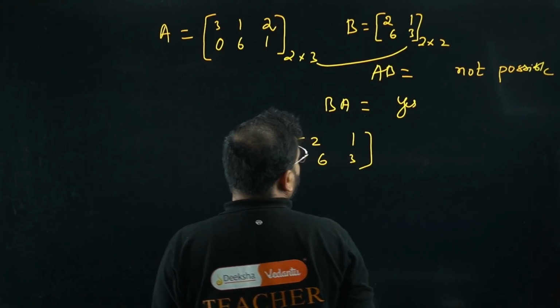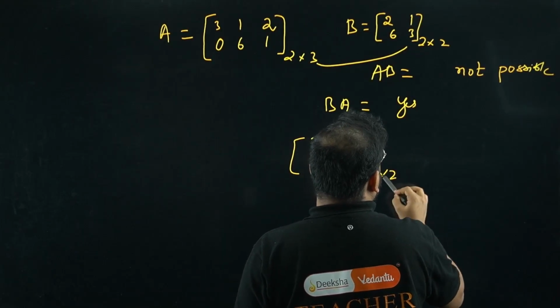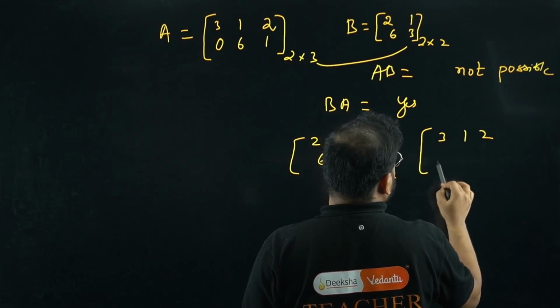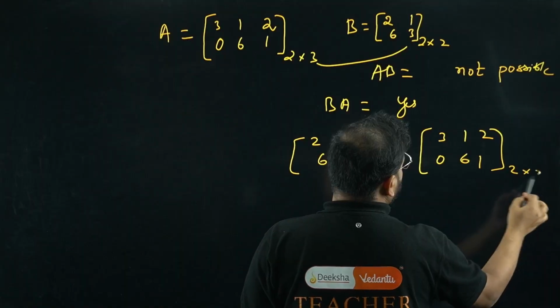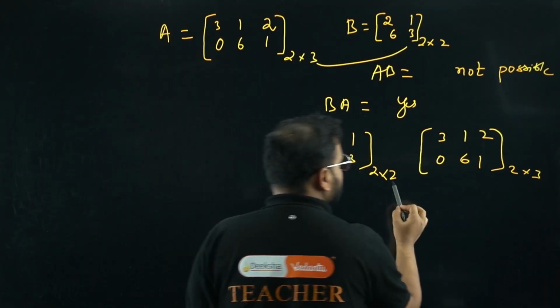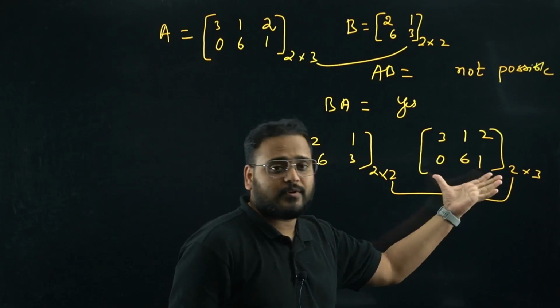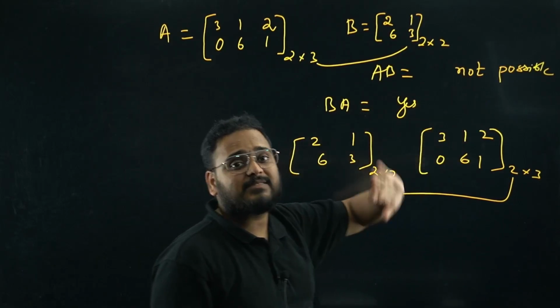Okay. And what do you have for this part? This is 2 cross 2. Okay. For A, you have 3, 1, 2, 0, 6, 1. Okay. It's going to be 2 cross 3 again. Can you multiply now? Please check. This and this is equal. So the number of columns over here is the same as the number of rows over there. So BA, yes, but AB not possible. That's why I've taken it like that.